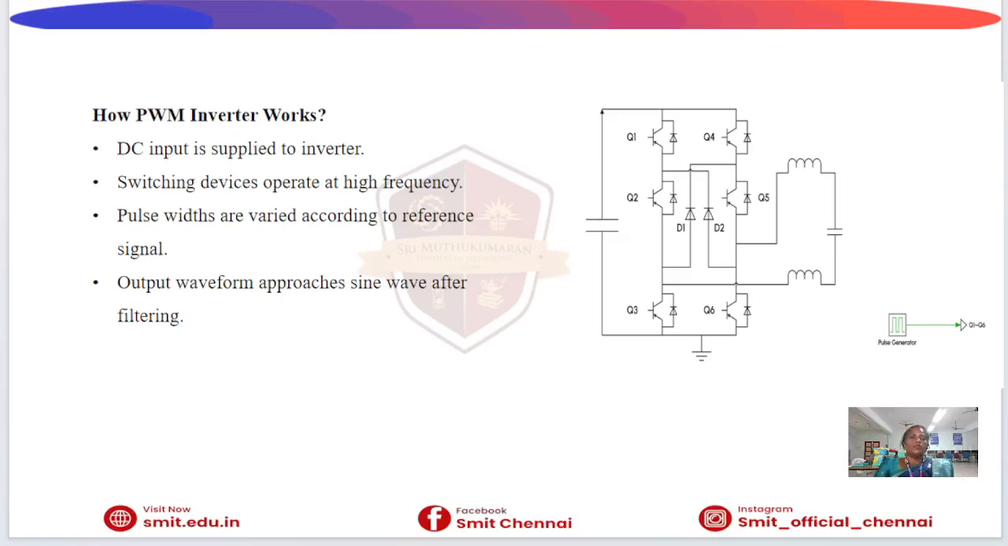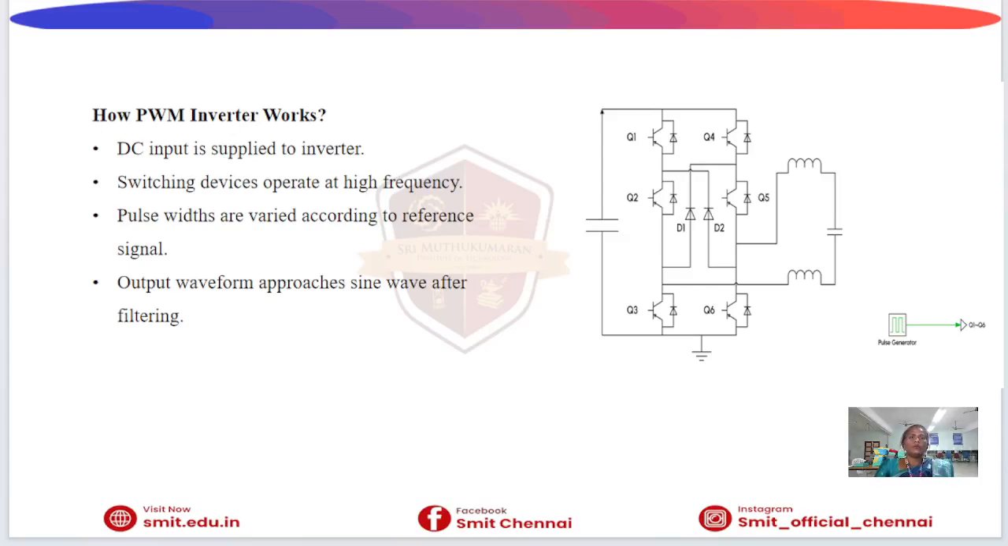How does a PWM inverter work? The working of a PWM inverter is quite simple. First, a DC voltage source such as a battery, solar panel or rectifier provides the input power. The inverter contains power electronic switches such as MOSFETs or IGBTs. The PWM controller generates switching pulses and sends them to these switches. The switches turn on and off at a very high frequency.